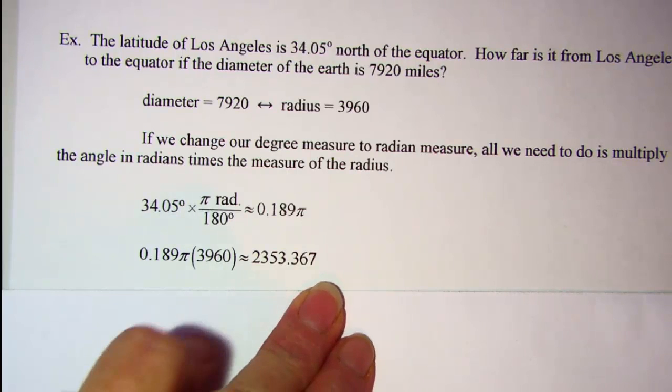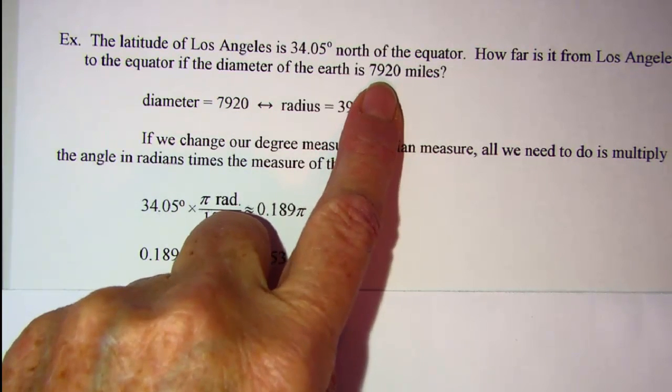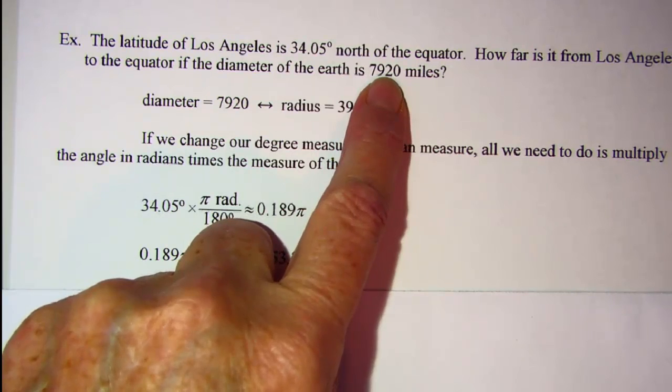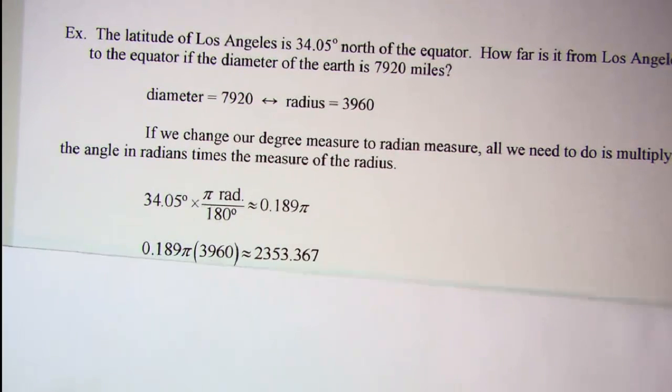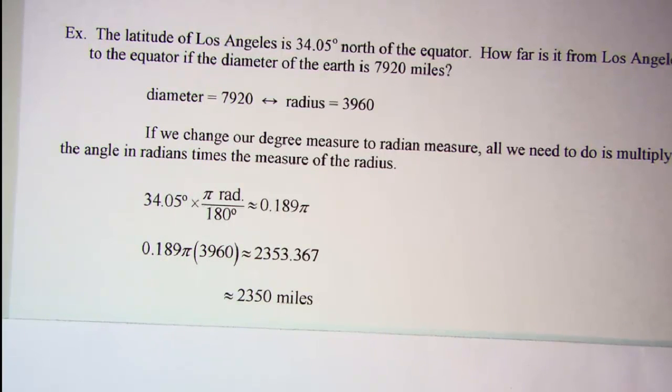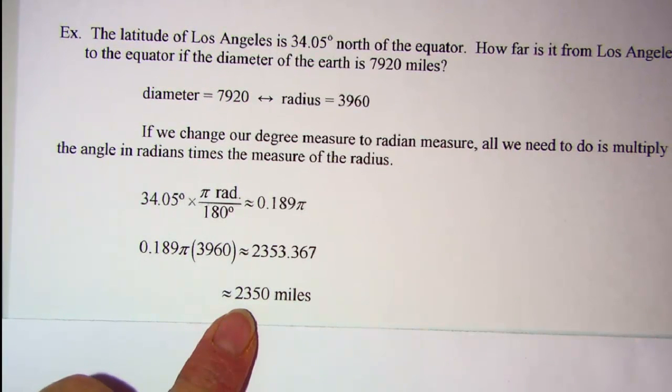Now my problem is in 3 significant digits here with our measure of the diameter. So let's take this to 3 significant digits, and we get 2,350 miles.